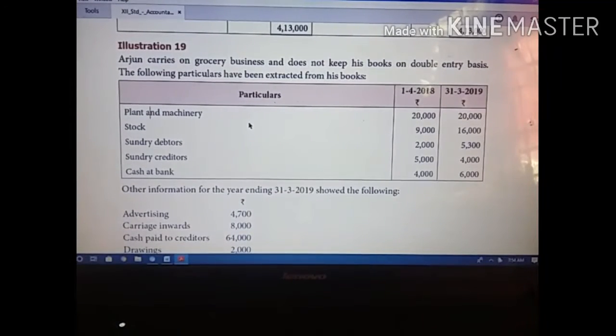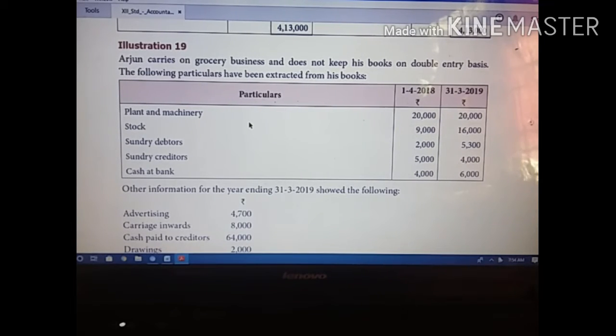Unit 1 Accountancy, Unit 1: Accounts from Incomplete Records. Now we are going to see illustration 19. Illustrations 19 and 20 are more or less the same thing, only we have to find out different items. First I will explain illustration 19.